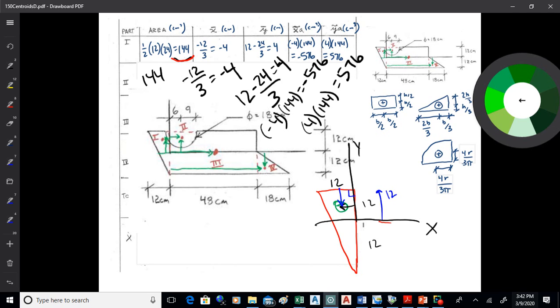Why is it 12 minus 24/3? So I'm going 12 up from the x-axis to the edge, and then I come back down, like we were just talking about. So this is 12, its dimensions right there. So 12 up to get from here to here, and then a third of 24 back down. So the difference is what I want.